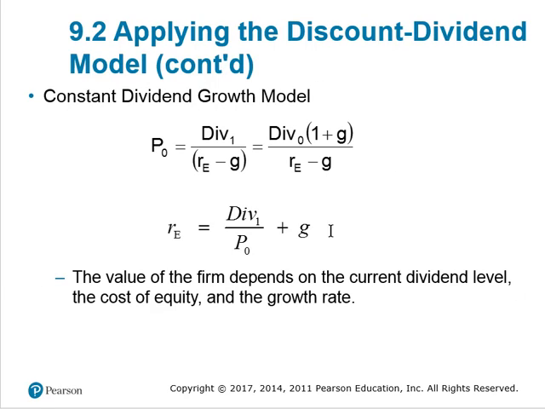But mathematically, that formula simplifies to this, which is something that's actually referred to as the Gordon model. The Gordon model says that the dividend next year divided by the difference between the required return on equity, the cost of equity, and the growth rate of dividends, will equal the value of the stock. And of course, we can expand D1 to be today's dividend times 1 plus g. So the value of the firm depends on the current dividend level, the cost of equity, and the growth rate.